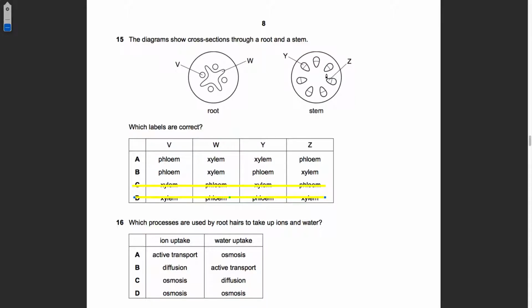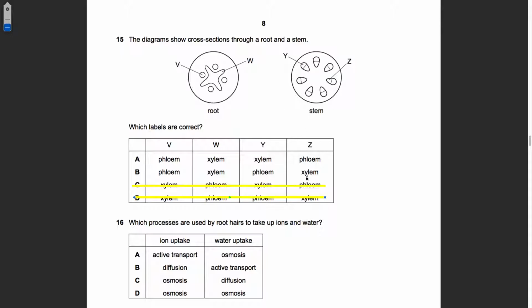So which way round? Now, in the stem, the xylem is always towards the middle. Like it was in the root, it's more central, into the centre of the stem, and the phloem is on the outside. I remember it as P for periphery, meaning on the outer part. P for phloem, P for periphery, whatever works for you. So we are looking for Z as xylem, and Y as phloem. So let's have a look.